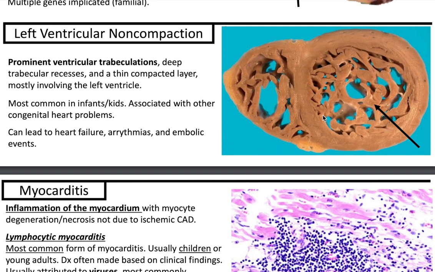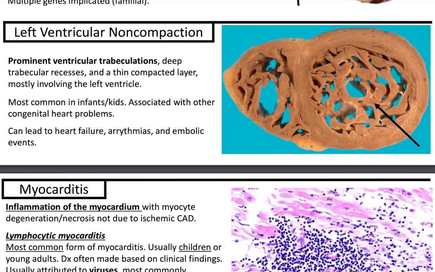Left ventricular noncompaction. You'll have prominent ventricular trabeculations, as you can see here, where it looks like beams connecting to each other, where it looks like your trabecular bone. You'll have deep trabecular recesses and a thin compacted layer, mostly involving the left ventricle. It's most common in infants and kids and associated with other congenital heart problems, and it can lead to heart failure, arrhythmias, and embolic events. This is a question I recall I had on one of my practice board questions.